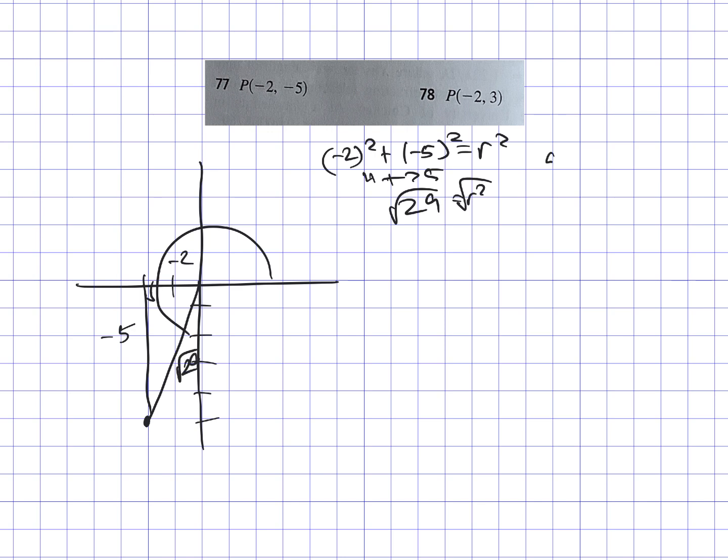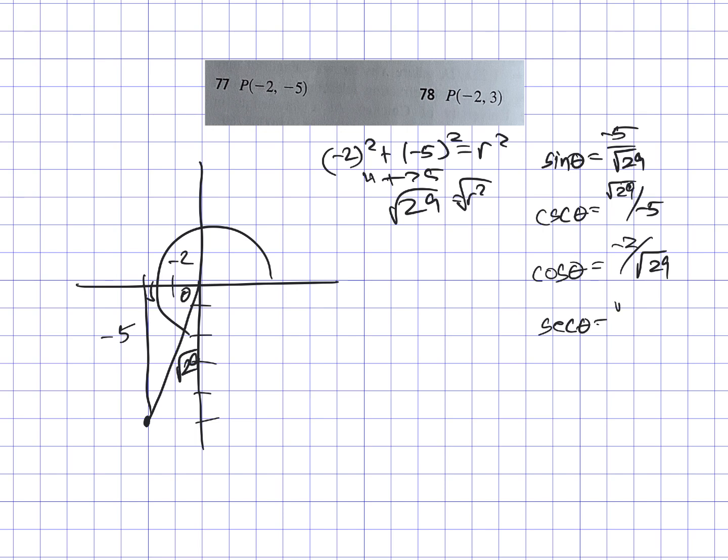So sine of theta is opposite leg over hypotenuse, negative 5 over the square root of 29. So just leave them in these positions for now. Cosecant is square root of 29 over negative 5. And the cosine is the adjacent leg, negative 2 over the square root of 29. And so the secant is the reciprocal, square root of 29 over negative 2.